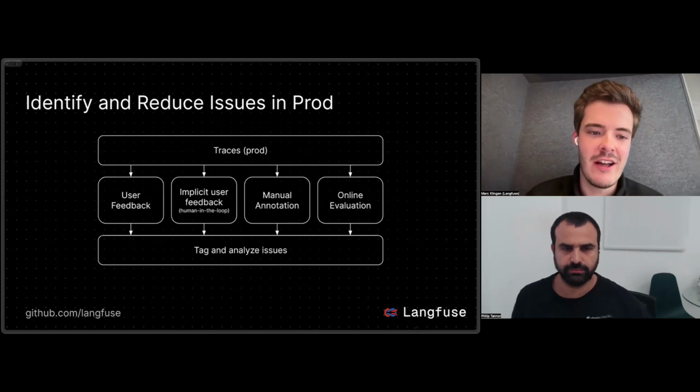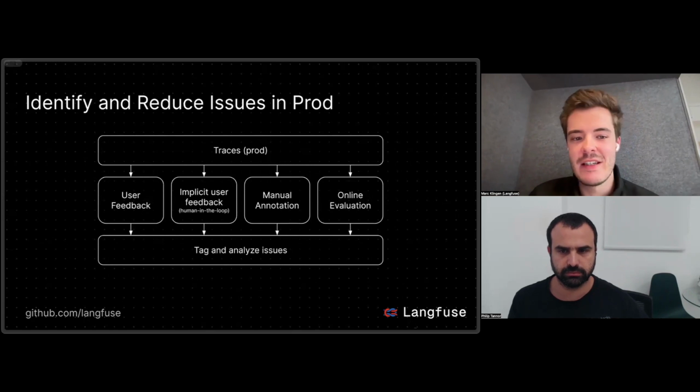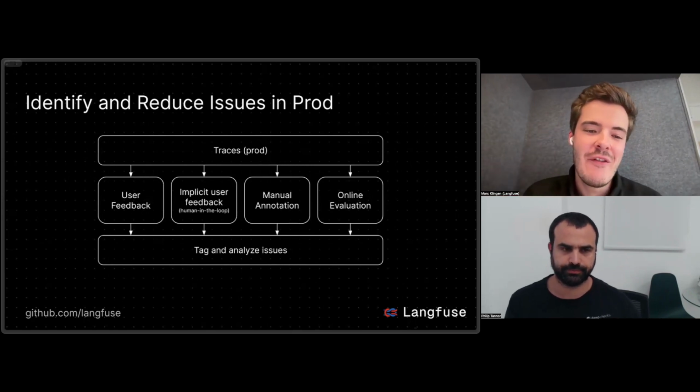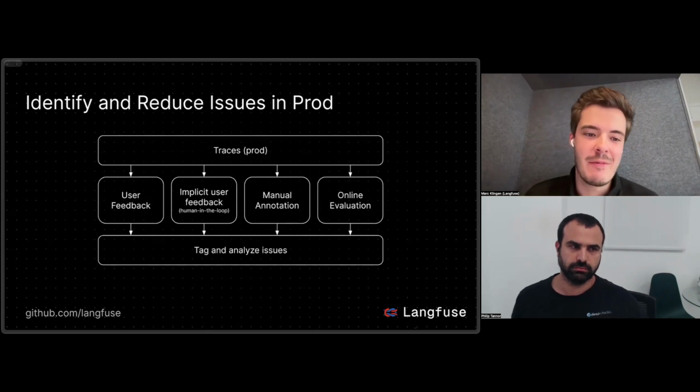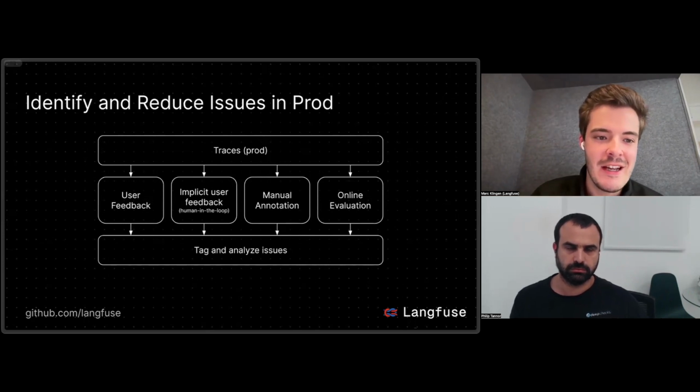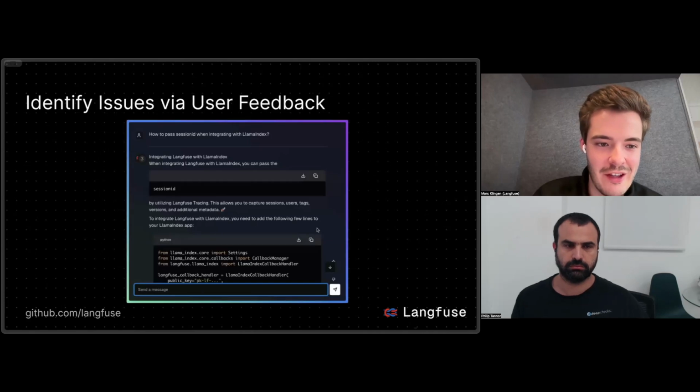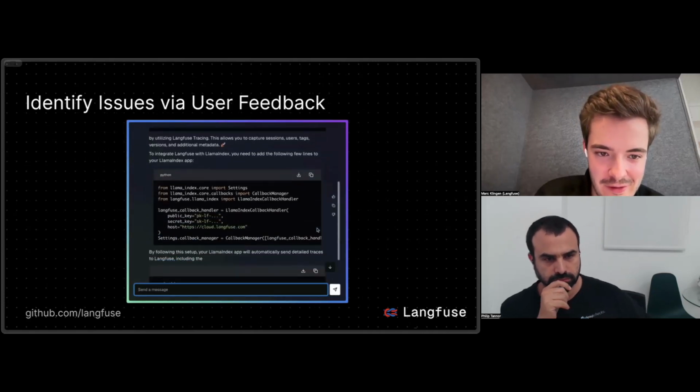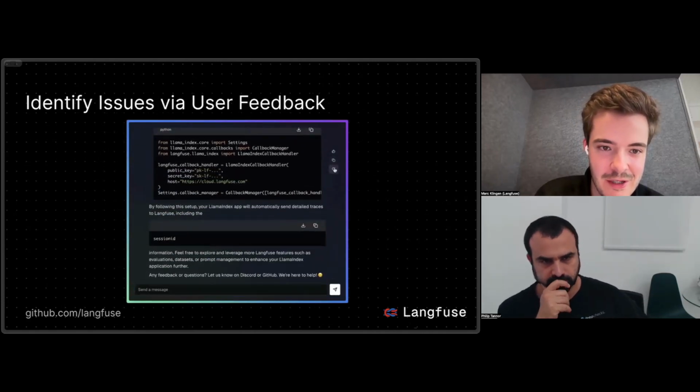I'll touch on all four in a sec. But this is just the high-level view on how to spot issues in prod for this example of an application of a RAG system. And if we head next, for the user feedback, it's really just this kind of thumbs up that we've seen across all these applications.